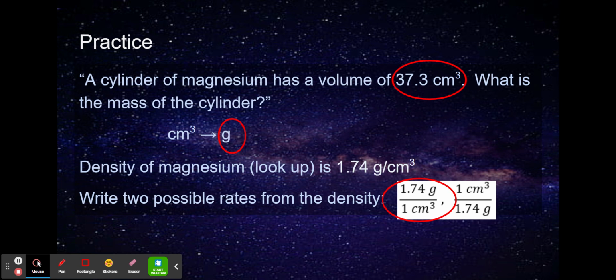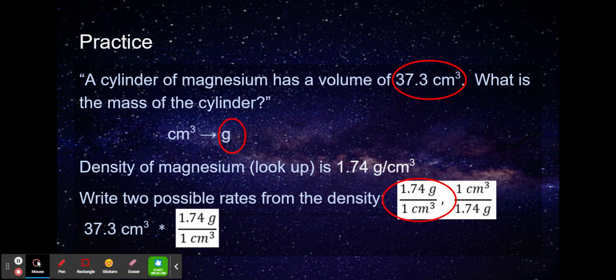Okay, so now we're going to set up our calculation. What do we start with? We start with the given. And then we multiply it by our target rate or our identified rate. And now we look at the units. Which unit is going to go away? Centimeters cubed are going to go away, leaving us grams. So the answer is going to have units of grams, and we evaluate the numeric portion of it, and we get 64.9 grams. The mass of the cylinder of magnesium is 64.9 grams.